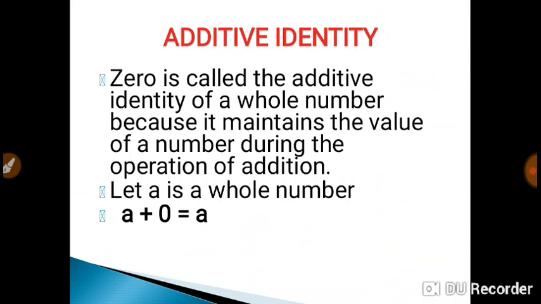The next property is called additive identity. Additive identity of a whole number is 0 because it maintains the value of a number during the operation of addition. In simple words, when you add 0 to a number, the result is the number itself. It means the number maintains its identity even after addition with 0. Let A be a whole number, then A plus 0 is equal to A.